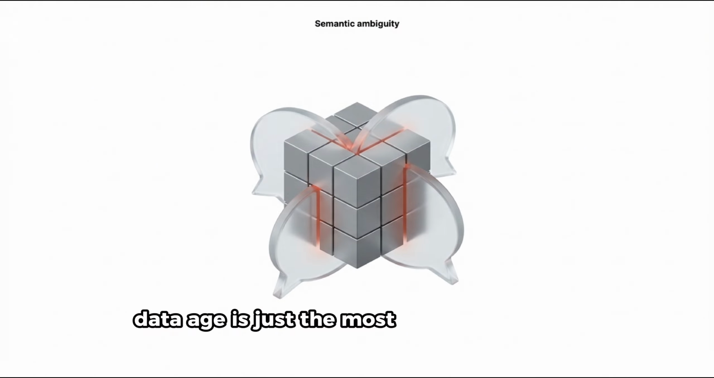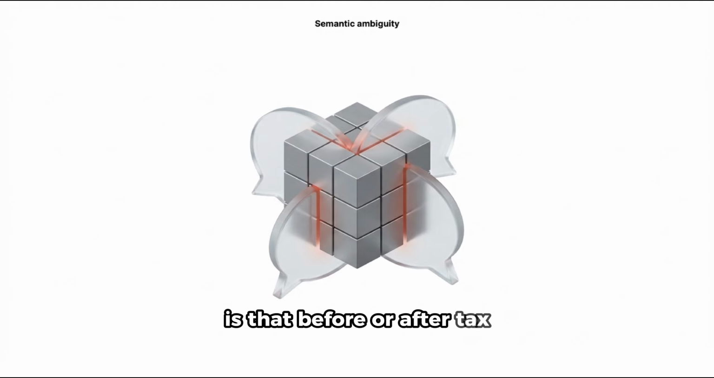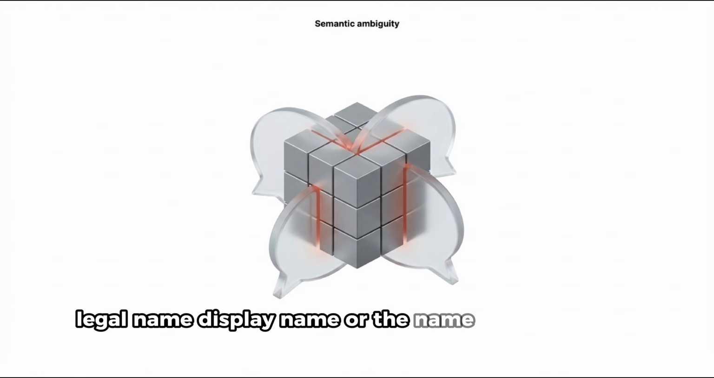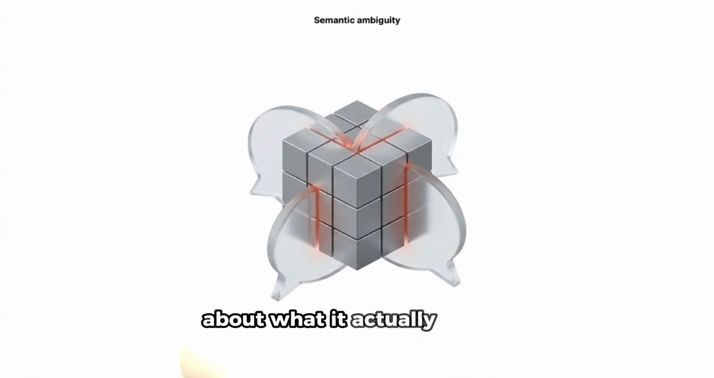Age is just the most obvious example. The same problem lives in columns called price. Is that before or after tax? In columns called status, active as of when. In columns called date, the date something happened or the date it was recorded. In columns called name, legal name, display name, or the name on the account. Every column that looks like a simple fact is carrying hidden assumptions about what it actually means.